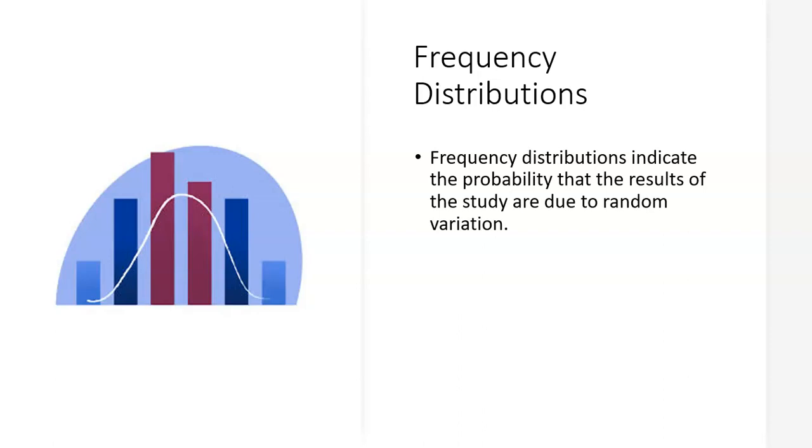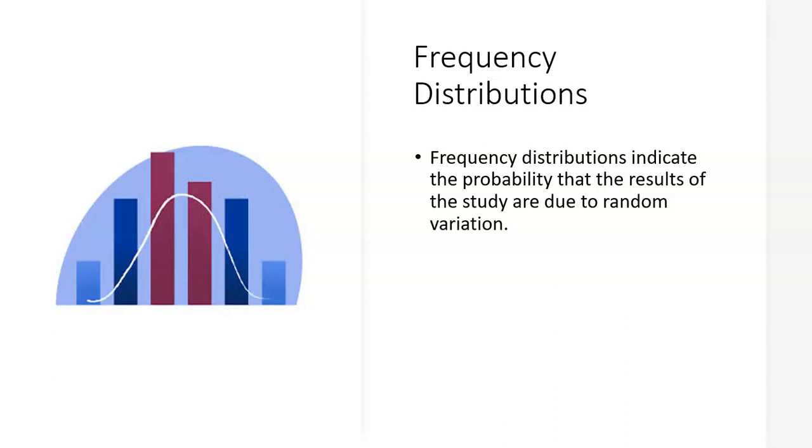So basically what a frequency distribution does is it shows you the probability that the results that you're getting are going to be due to random variability. Now that's, your authors kind of take a jump there. So basically we have an ideal image of what a frequency distribution should look like, and it's this perfect bell-shaped curve. Then you collect your actual data.